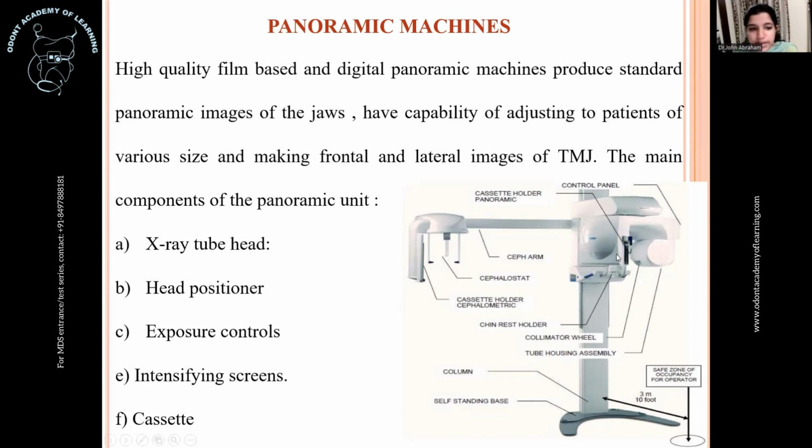You have an X-ray tube head here. You'll have a head positioner, so basically we will position the patient over here. We'll see a picture in the next slide. And along with that, we can take our cephalometric radiographs as well in this particular area. In the conventional machine we had our intensifying screens and cassette, but now it is digital. So this is a machine basically.